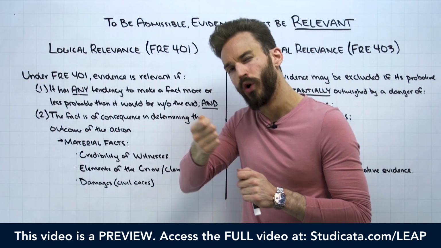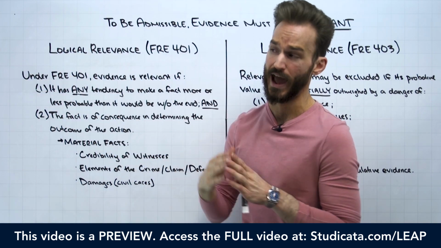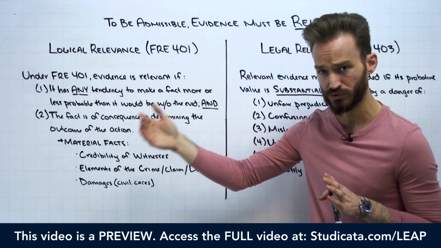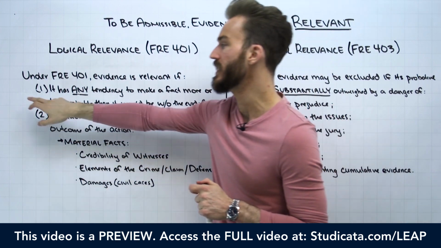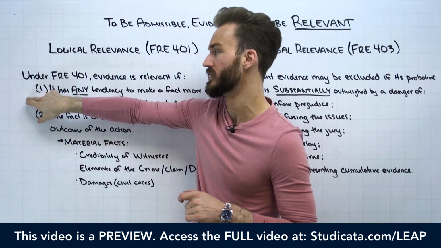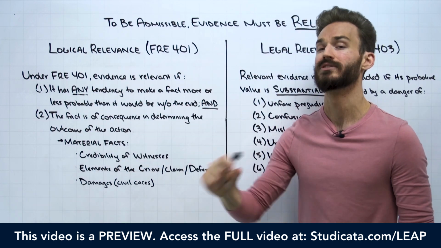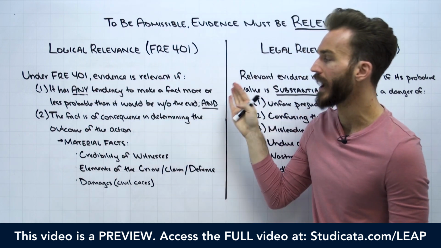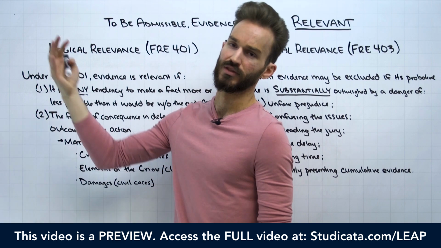Now we've just added testimony where someone is saying, hey, I think it was green. So even if that only shifts the 50-50 to 51-49, now we think there's a 51% chance that it was green and a 49% chance it was red. That tiny little shift is enough to satisfy this first element, because the operative word is any. That has some tendency, even if it's tiny, to make the fact that the light was green more probable than it would be without the evidence.